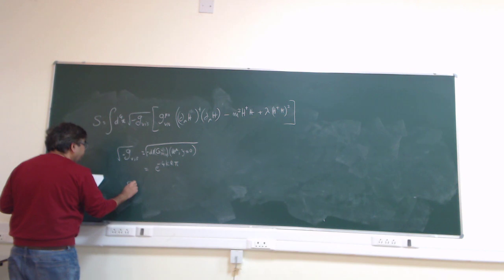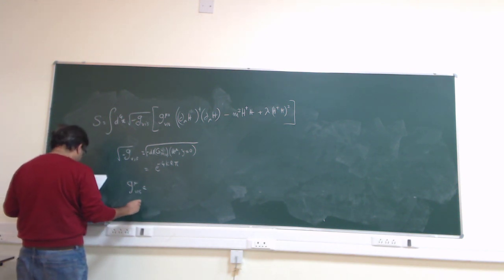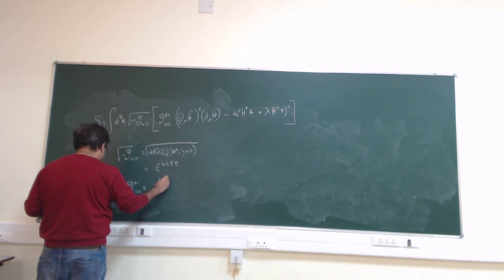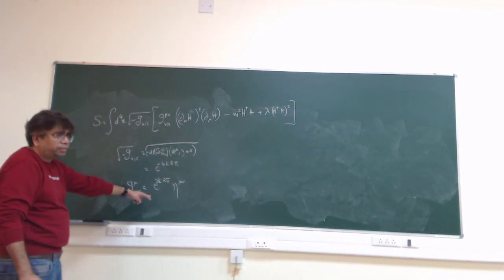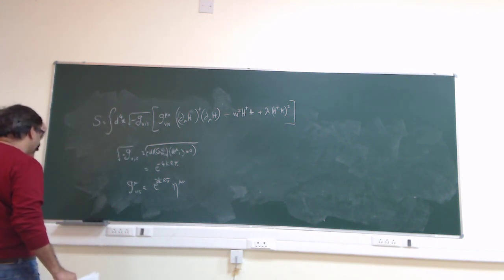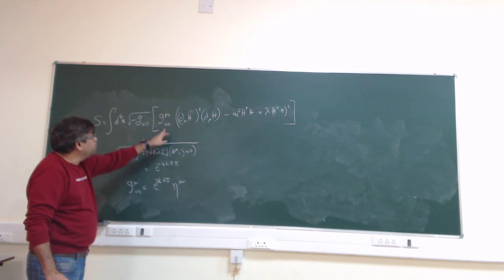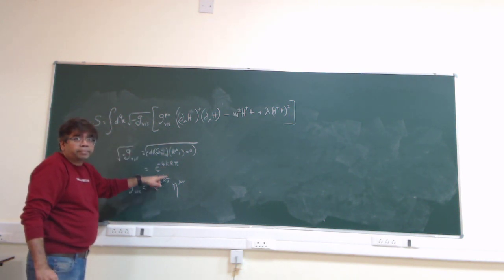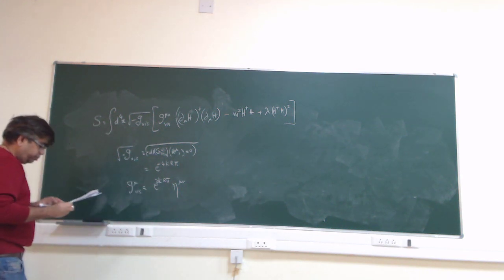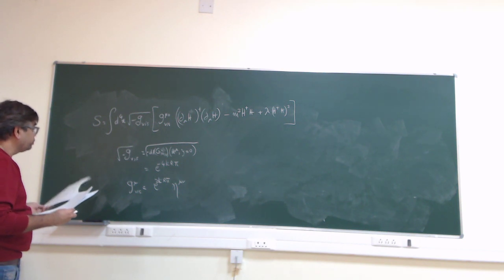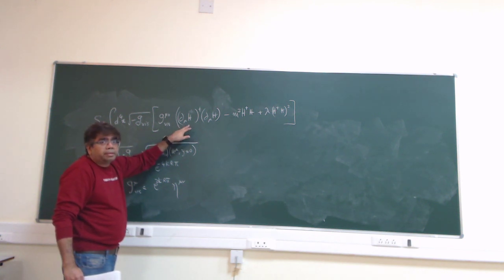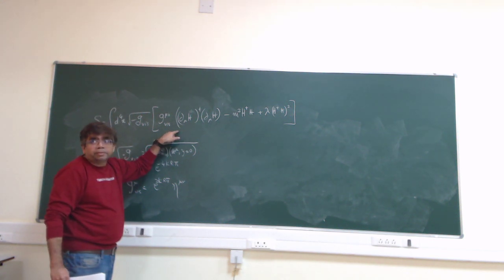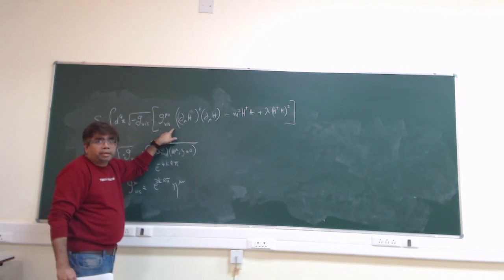Now G mu nu visible is equal to e to the power 2 k r phi eta mu nu. We just wrote down this. So the product of these two sitting here gives you minus 2 k r phi. What it does is multiply the kinetic term with minus 2 k r phi.